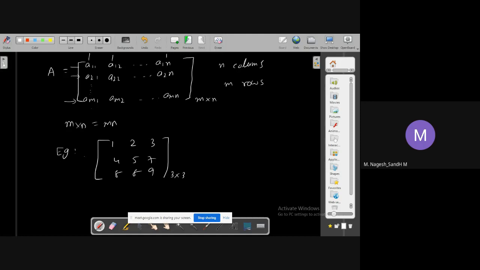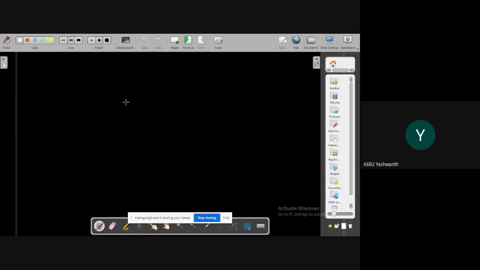For example, you take another matrix, B is equal to 1, 2, 3, 4, 5, 6. So 2 rows, 3 columns. This is about the definition of the matrix. Do you have any doubt on this? No, sir. Okay, good. Now we have completed the definition of the matrix.